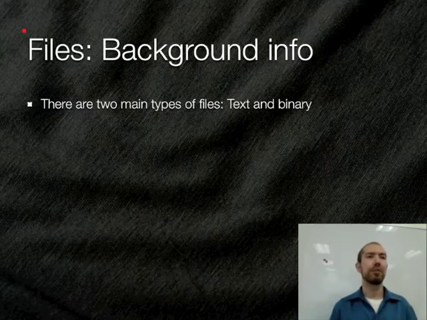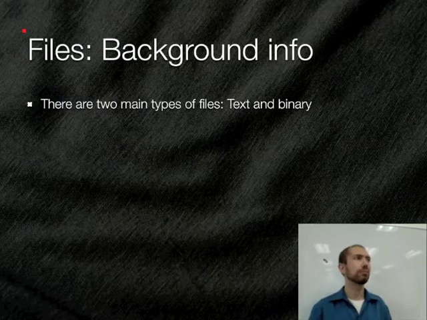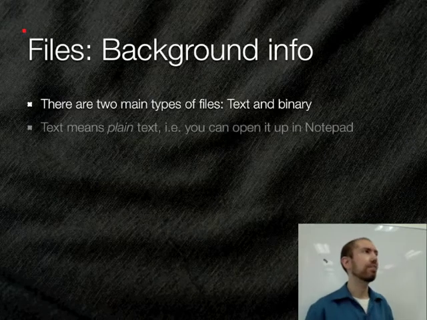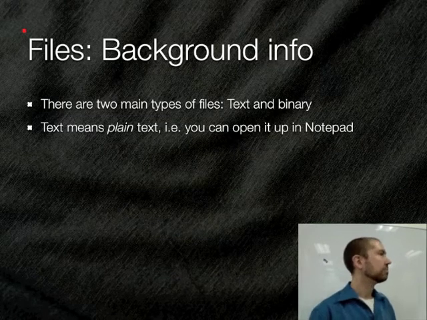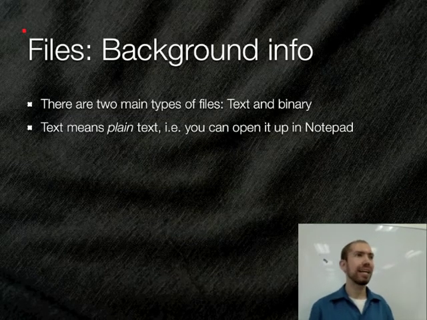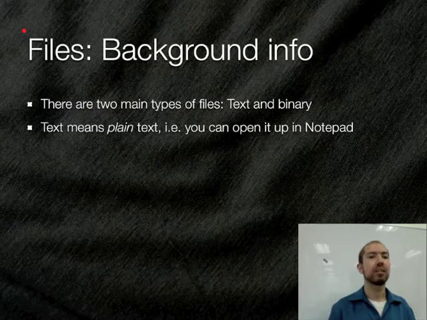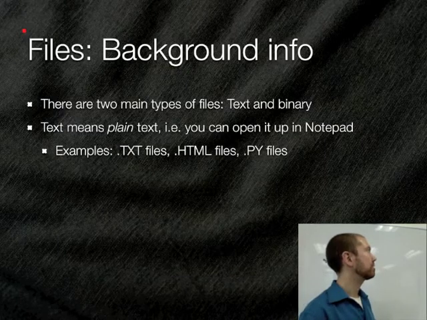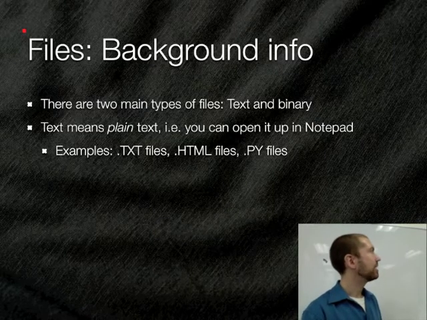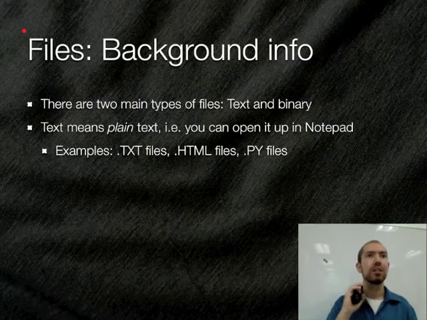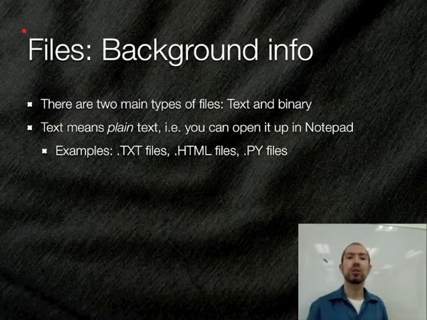But just to let you know the background, there are basically two main types of files in terms of how your computer treats them, which are text files and what we call binary files. So when we say a text file, we mean a plain text file, meaning something that you can open up in Notepad in Windows or using TextEdit on the Mac or something like that. So that doesn't just mean .txt files, although .txt files are a plain text file. HTML files, for example, if you do any web page editing, those are also plain text files. And your Python files that you write your code into, that's also a plain text file, right?